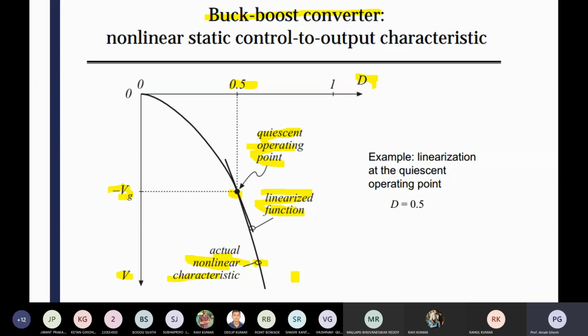So at this point you can see the rate of change of your x, the duty, and the rate of change of your output voltage, that value is not valid with that point. So basically uneven changes are there, so it's an example of a non-linear characteristic. Okay, so you are going to linearize the equations at the quiescent operating point at d equal to 0.5. So it is your static control-to-output transfer function, the control-to-output characteristics.